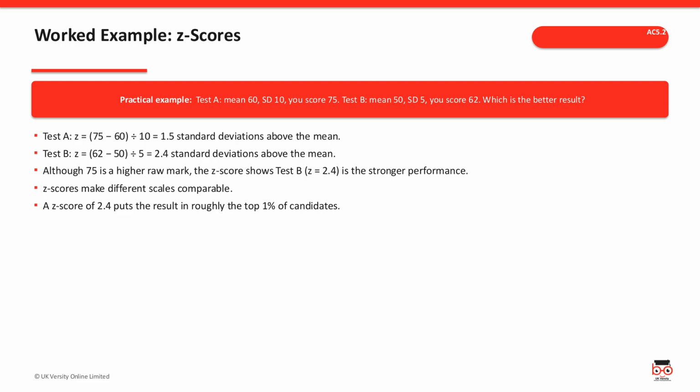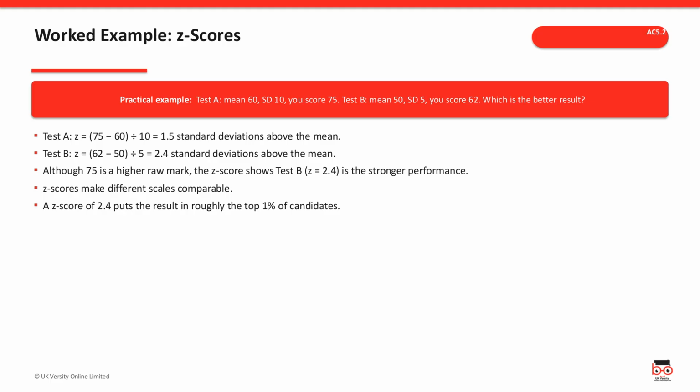On test A, the mean is 60 with a standard deviation of 10, and you score 75. On test B, the mean is 50 with a standard deviation of 5, and you score 62. Which is better? For test A, z is 75 minus 60 over 10, which is 1.5 standard deviations above the mean. For test B, z is 62 minus 50 over 5, which is 2.4.